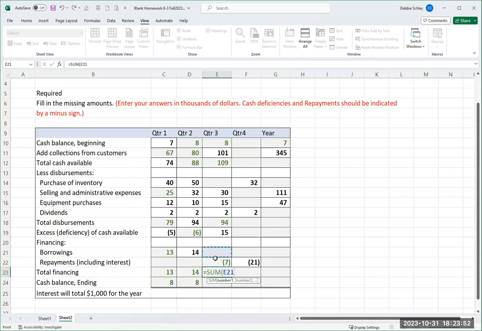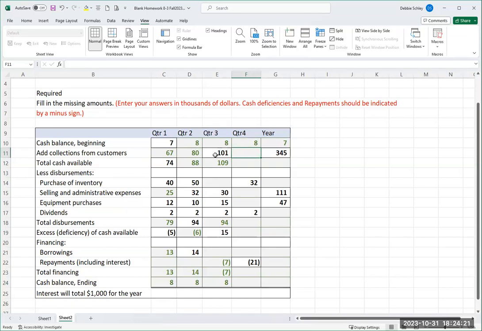Okay. So for now, that's what that is. For whatever reason on this one, they're not having you worry about interest in the intermediary. And so we're just going to do cash balance ending is this minus this, and that's 8. So again, Q4 beginning is the same as Q3 ending of 8.